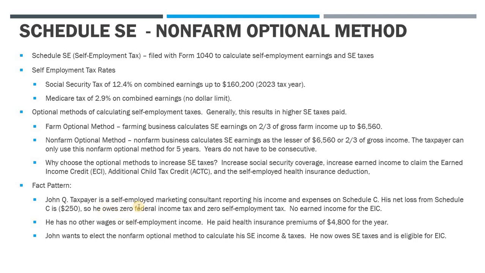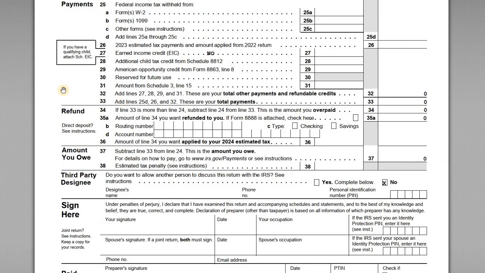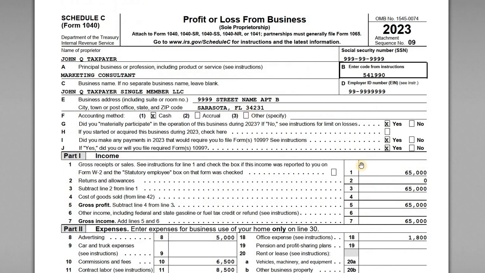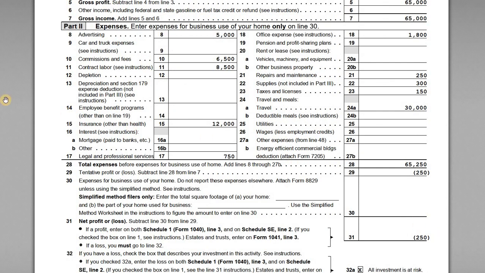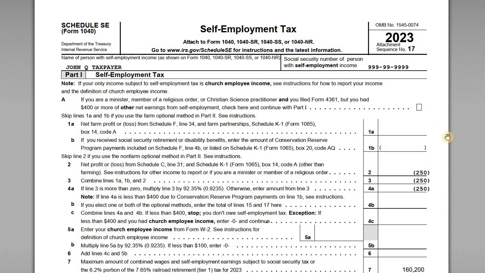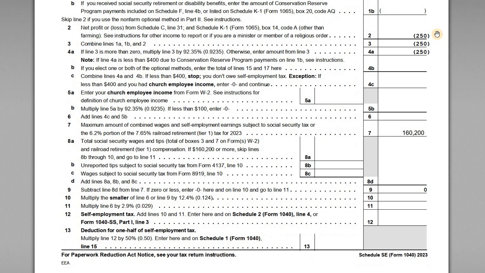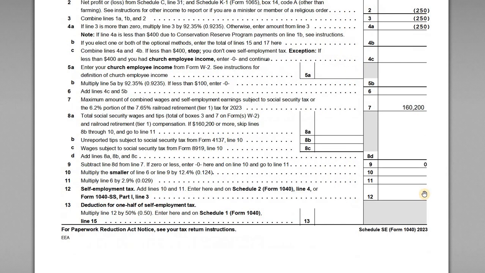So let's have a look at John's fact pattern here, and then we'll see what is the impact of him making this election. If we start with the non-election one really quickly, he's got a net loss on his Schedule C, minus $250. So on Schedule SE, the amount of income he's reporting from line 31 of Schedule C is minus $250. And so ultimately down here, he's not paying any taxes because he doesn't have positive amounts of self-employed earnings. So no self-employment tax, but because he has no earned income either, he doesn't get the earned income credit.